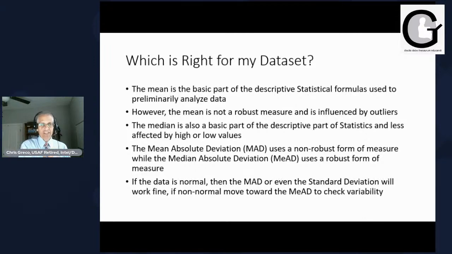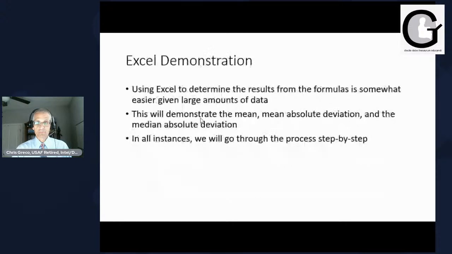Non-robust, it is affected by the highs and lows. If the data is normal, then the MAD or even the standard deviation will work fine. If it's non-normal, move towards the median absolute deviation as I've described here and use that instead of the standard deviation. And you'll see that you'll get probably better results.